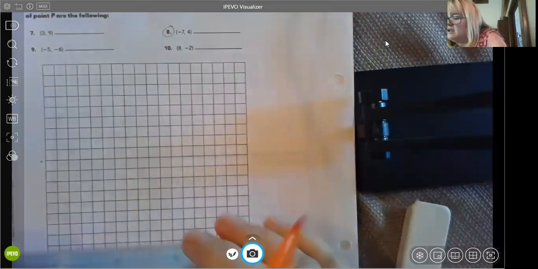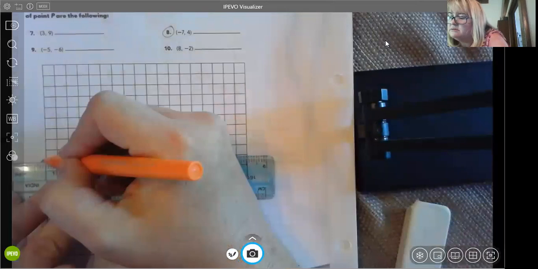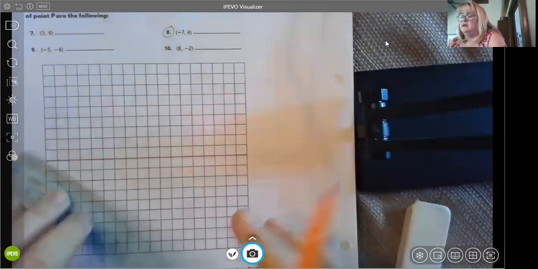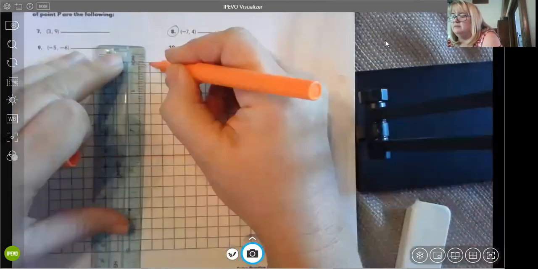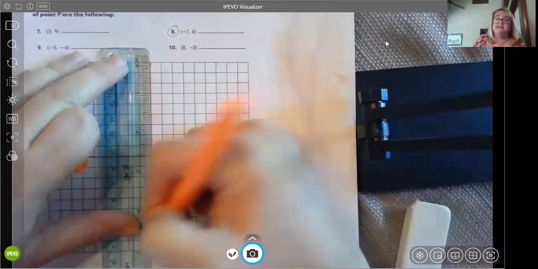So get your straight edge, and oh, my dog is barking again. And down here, let me let him out while you make your x and y axis.